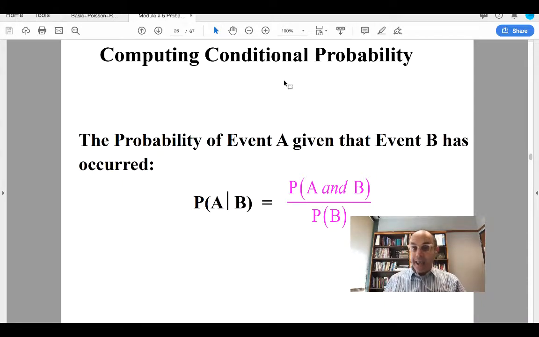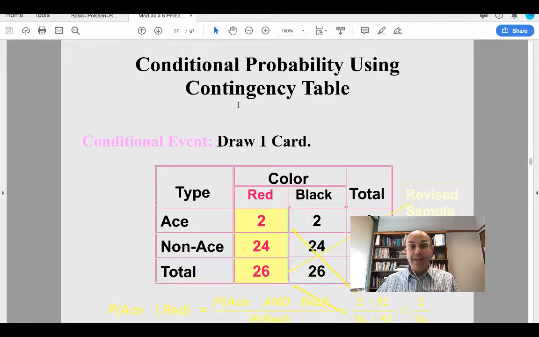In order for us to evaluate that, I gave you the assignment and I hope that the assignment gave you a better foundation of what it means. The probability of event A given the event B has occurred, and this is the outcome of that probability. Again, conditional probability through the eyes of a contingency table. Again, conditional event: draw 1 card, and this is what it comes down to: ace, non-ace, red, black, and the total in order for us to calculate that.